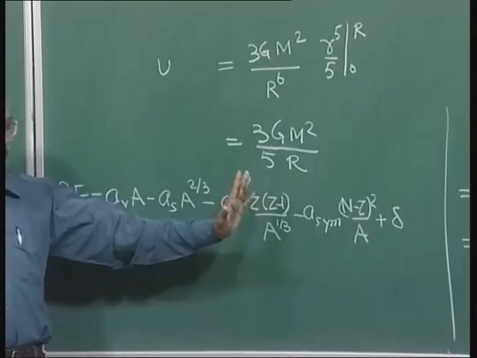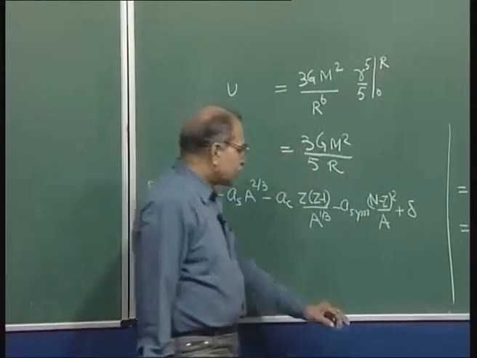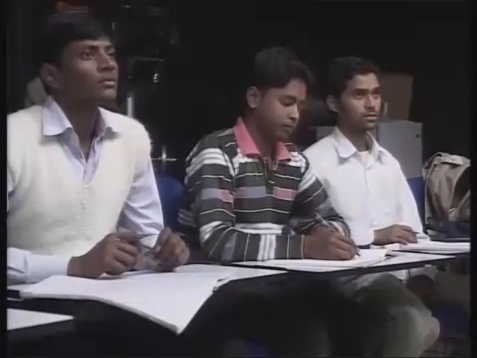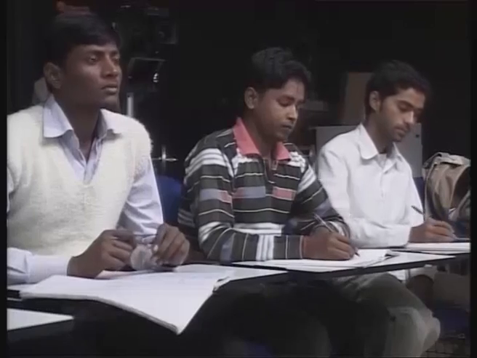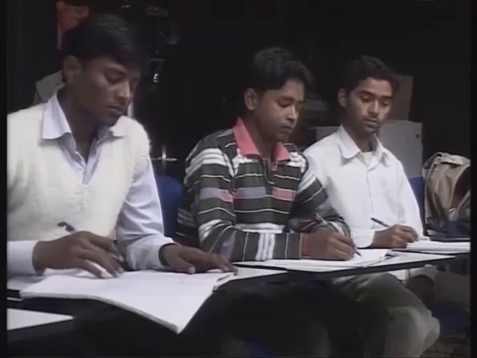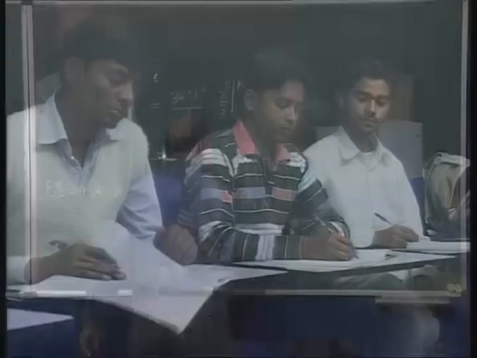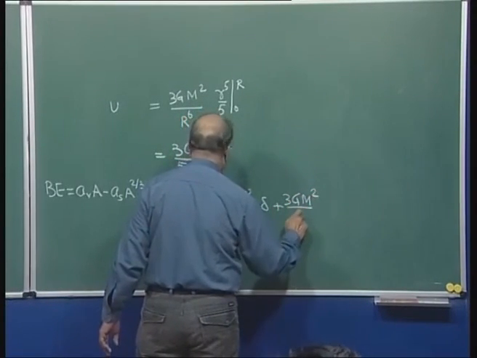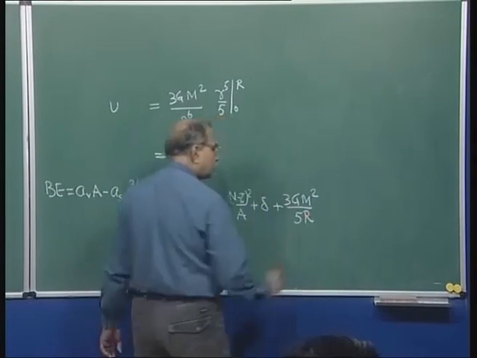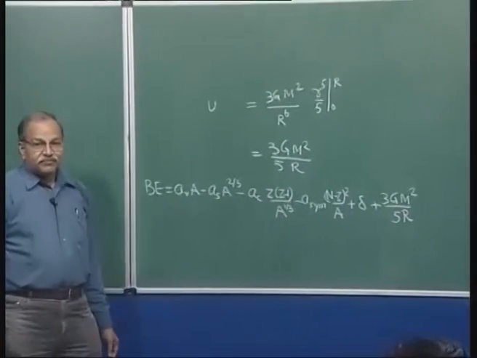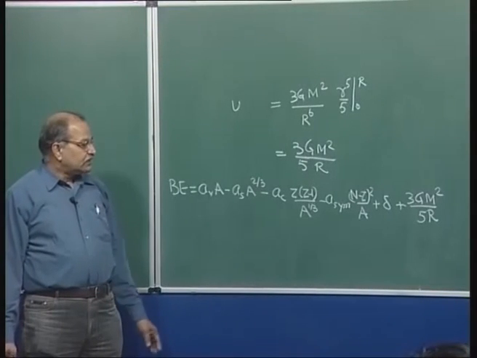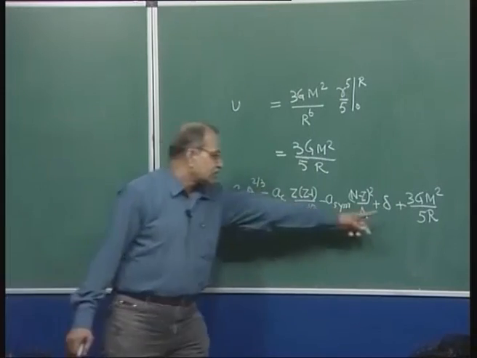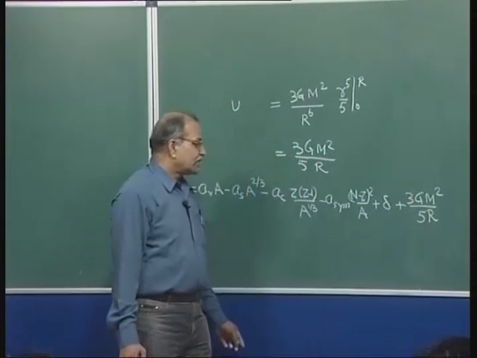So far we had considered this, and now you add this plus, because it is adding to binding energy. It is adding to binding, it is attraction, it is providing you binding energy. So, plus 3 capital G m square over 5 r. Okay. We can write this term in terms of capital A and so on, this last term here, 3 G m square by 5 r.